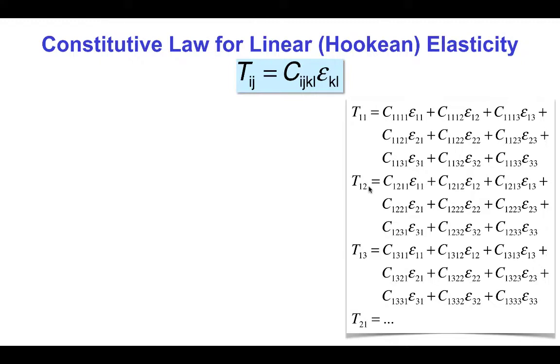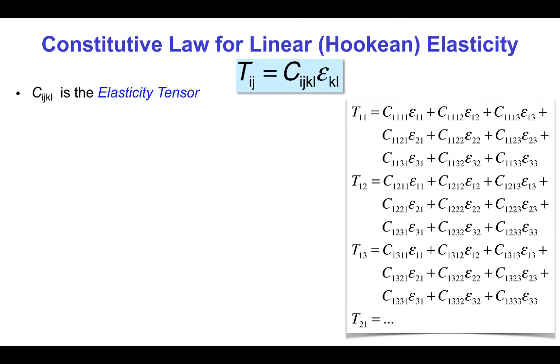Similarly, T12 would be a second linear equation relating T12 linearly to the 9 components of the Cauchy strain tensor, with the coefficients being given by C1211, C1212, etc. Here again is T13, which is C1311 times epsilon 11 plus C1312 times epsilon 12, etc., up to C1333 times epsilon 33. So what this little equation states is actually 9 linear equations relating the 9 components of the Cauchy stress linearly to the 9 components of the Cauchy strain through 9 by 9 constants.